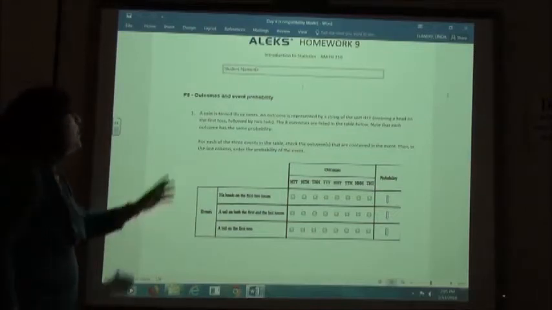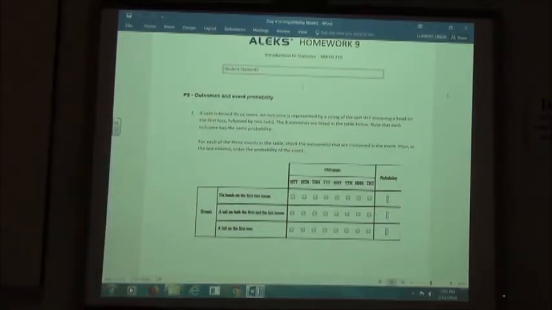All right, so homework 9, starting with outcomes and event probability.